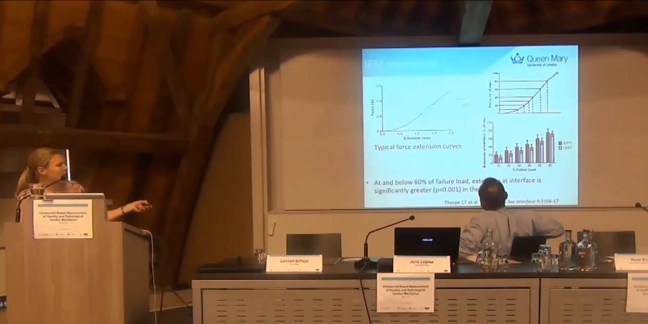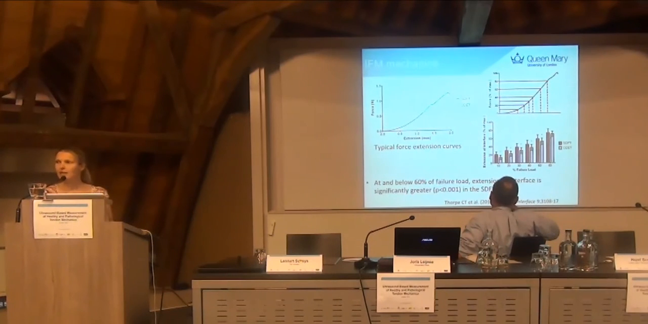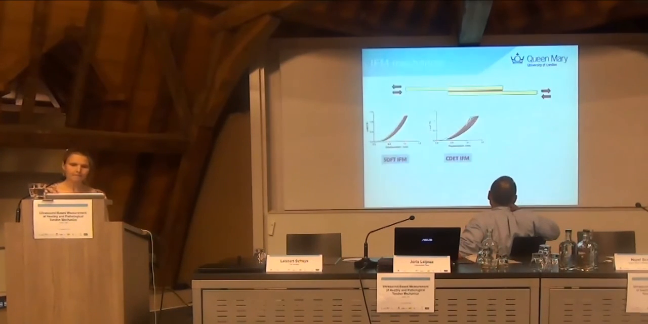You need to find different ways to present it. This is showing how much extension you get here at different percentages of the failure load. So we keep seeing more extension all the way through in the energy storing tendon, almost up to failure. Easier to allow those fascicles to slide.